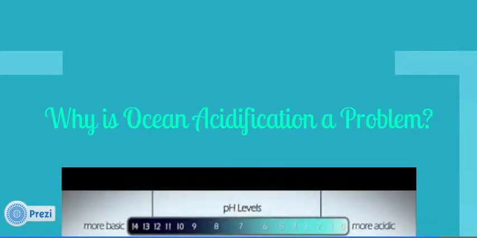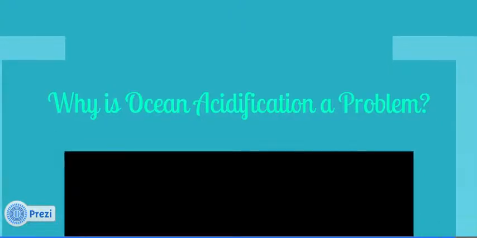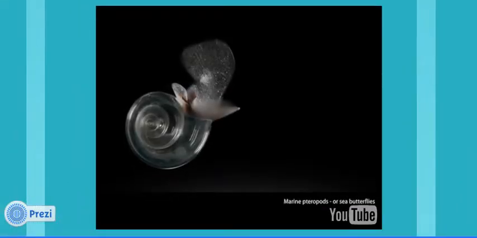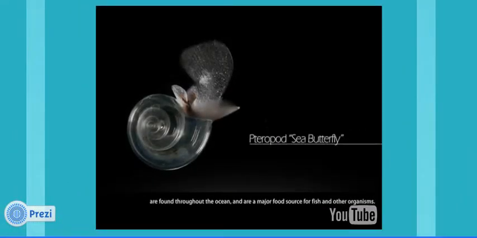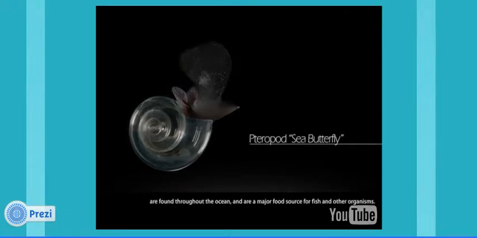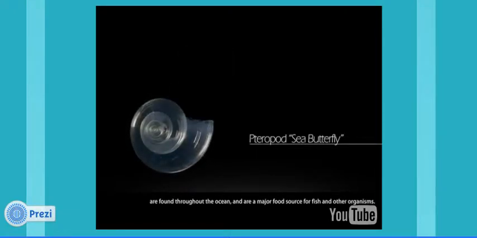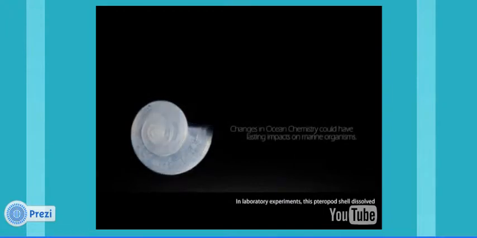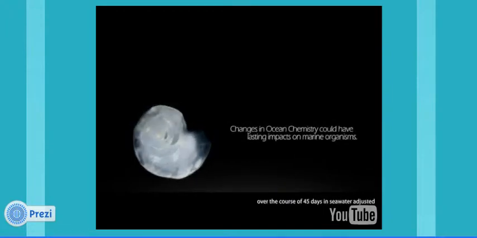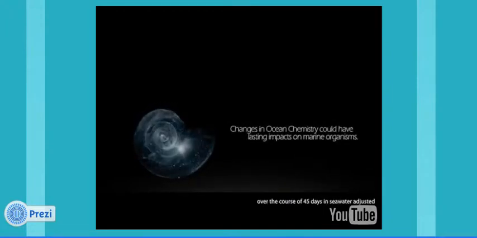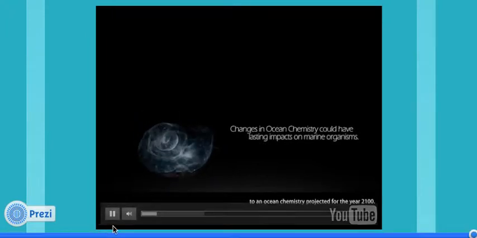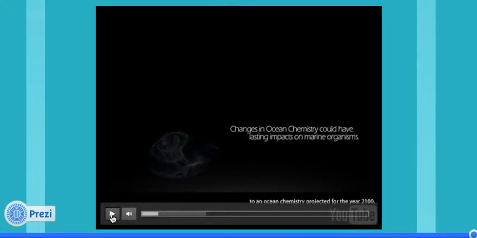So why is ocean acidification a problem? Marine pteropods, or sea butterflies, are found throughout the ocean and are a major food source for fish and other organisms. In laboratory experiments, this pteropod shell dissolved over the course of 45 days in seawater adjusted to an ocean chemistry projected for the year 2100. Similar to what happened in the chalk lab.